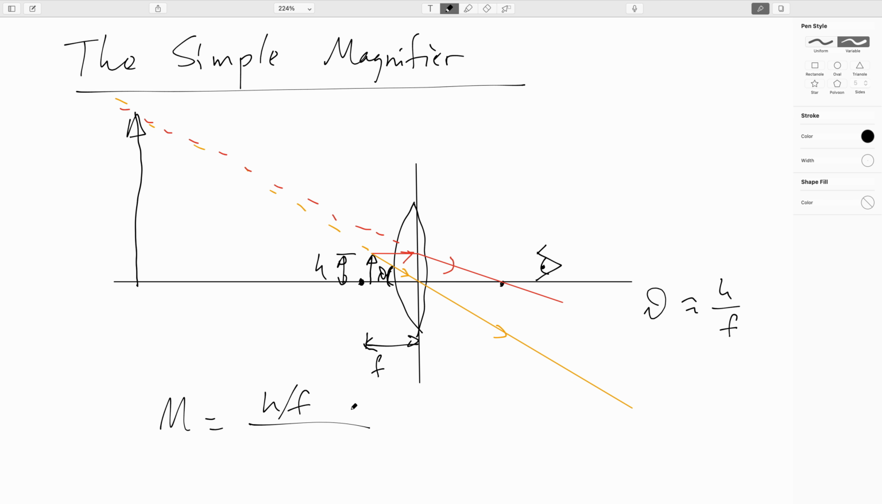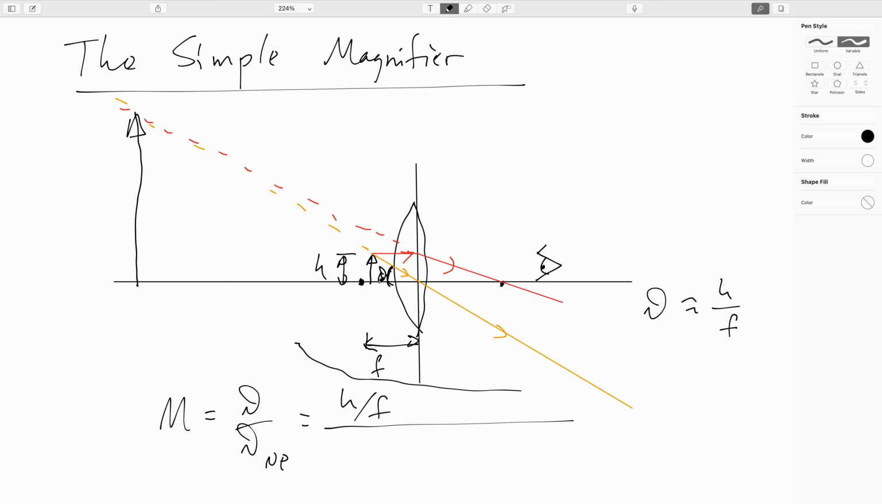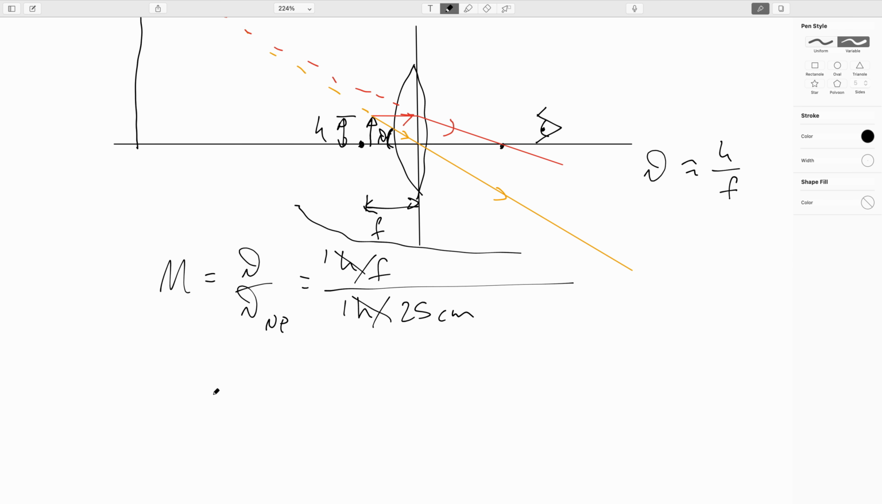So the angular magnification would be theta over theta near point. This would be h over the focal length here. And then for the near point, if you stuck the thing in front of your eye at 25 centimeters, the angle would be h over 25 centimeters. We're basically just approximating this height as an arc length here. All right, so the h's will cancel, and we end up getting that our angular magnification will be 25 centimeters over the focal length of the lens.